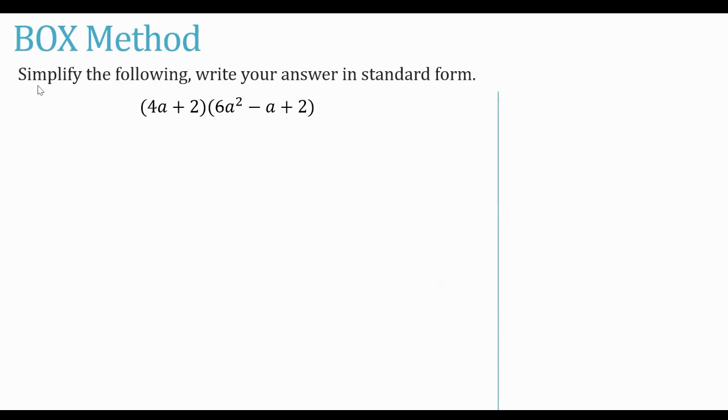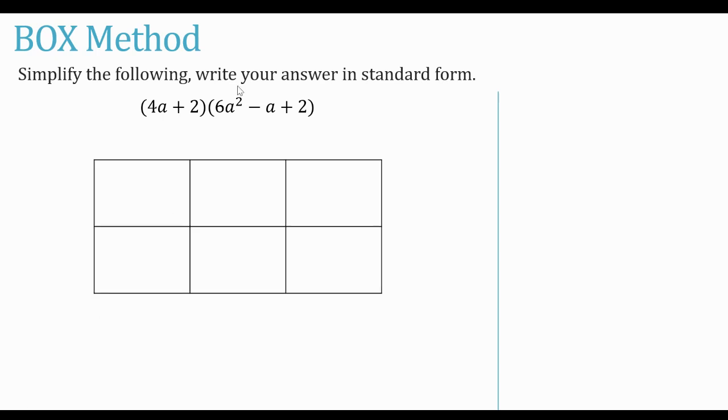So the question is saying, simplify the following, write your answer in standard form. And for this example, we're going to take a look at the box method. Whenever you're starting the box method, I want to go over how we know to use the box method. Here you can see there's no plus sign or subtraction sign in the middle of our parentheses right here. So we know we're going to be multiplying, and if we're multiplying, then we know we can use the box method. So the first thing that we need to draw is a box.